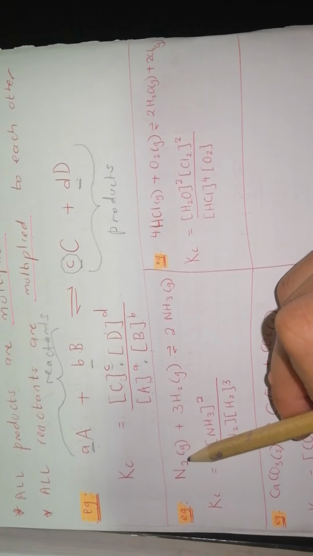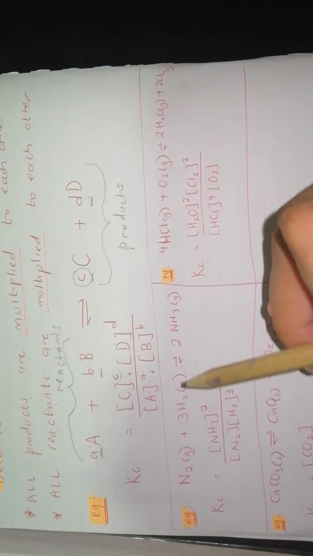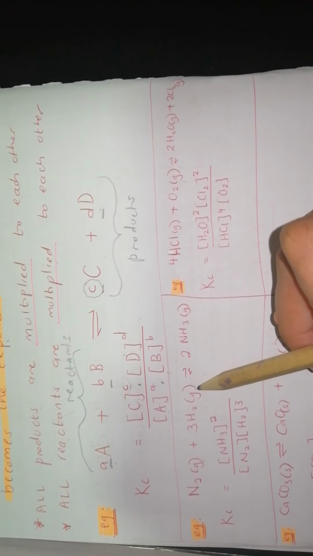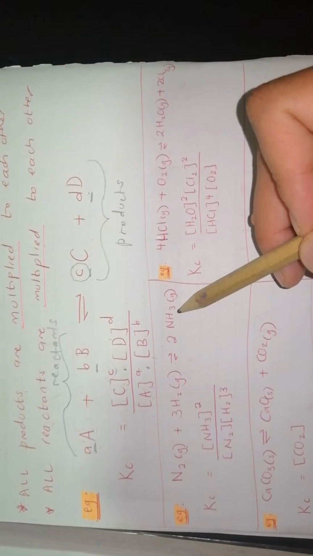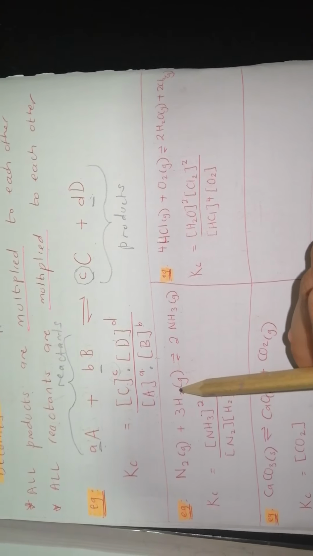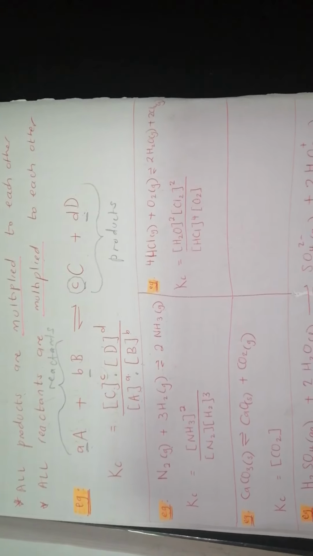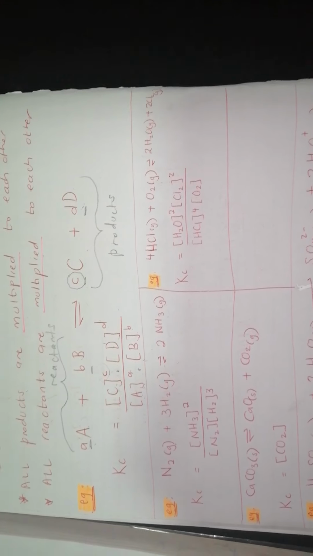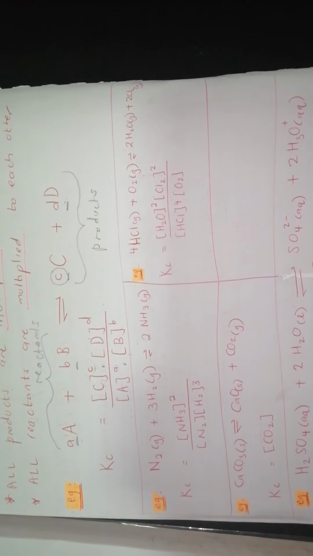If you look here, nitrogen is a gas, so that's going to be included. Hydrogen is also a gas, so it's going to be included. And ammonia, NH3, is also a gas, so it's all going to be included. Can you see that every reactant and product here is a gas, so they are all in the same phase? We call this a homogeneous equilibrium because they're all gases.